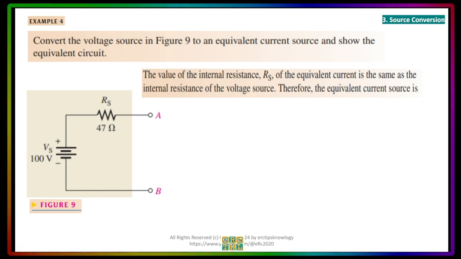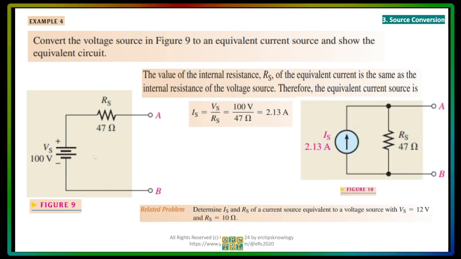Now let's see an example of converting the voltage source here. Let's make it a current source. And how will we do that? We will just divide the Vs of 100 volts by the Rs, which is 47 ohms, and we will get 2.13 amperes. And you will just draw the current source as 2.13 amperes here with the parallel resistor. And that's it. We have changed the voltage source into a current source. And both of these will be equal to each other in terms of giving the current to the load and even the voltage to the load.